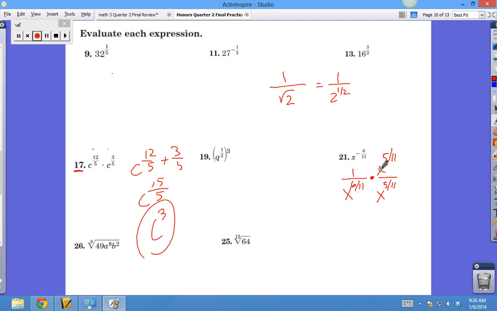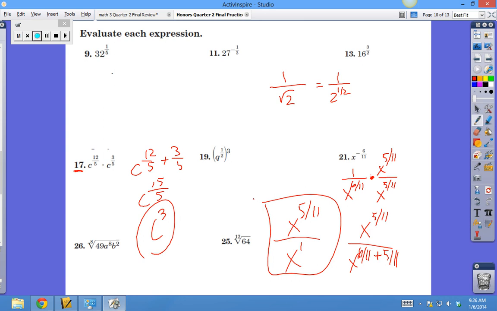So the top is going to be this times this. Top is going to be x to the 5/11. The bottom is going to be x to the 6/11. Add 5/11, and that is 11/11. So my final answer is x to the 5/11 on top. On bottom, x to the 1, and you don't even need to write the 1. It's just going to be 11/11.